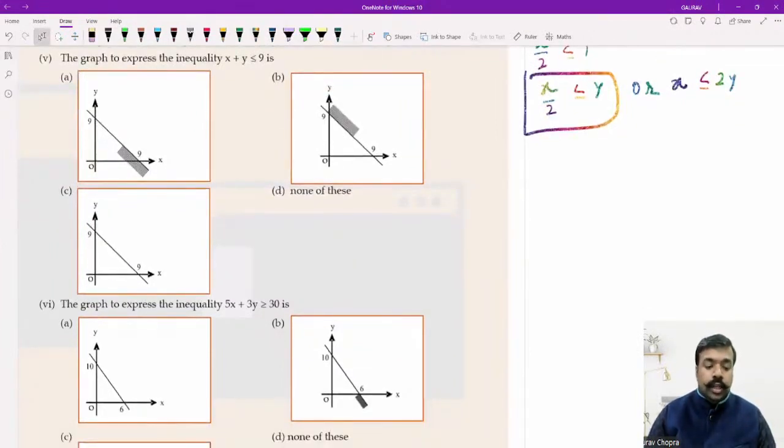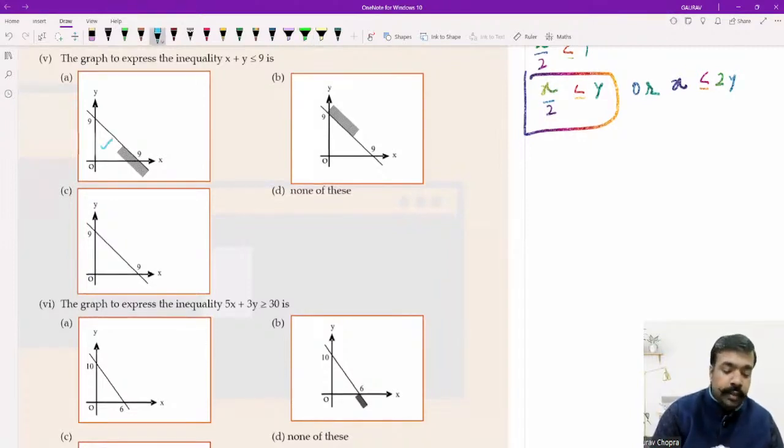Then the fifth one, the graph to express the inequality X plus Y less than equal to 9. See, now we have to see which one marking is correct. Less than equal to 9 means the inside area. Now, which is the inside area? Clearly, we can see option number A is having the inside area, because B is having outside area, that is incorrect. C has not marked the area, that is also incorrect. So option number A will be correct.